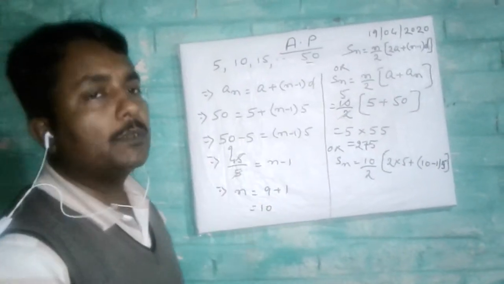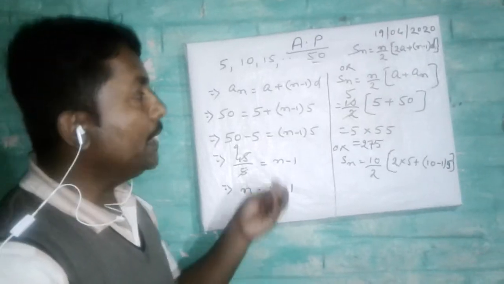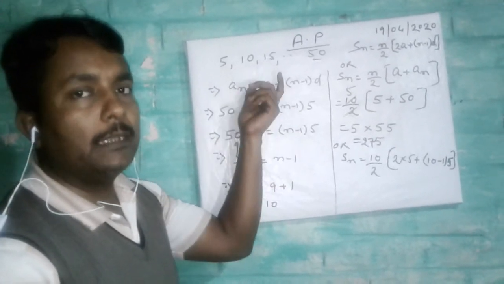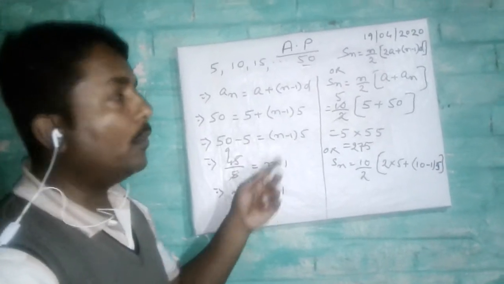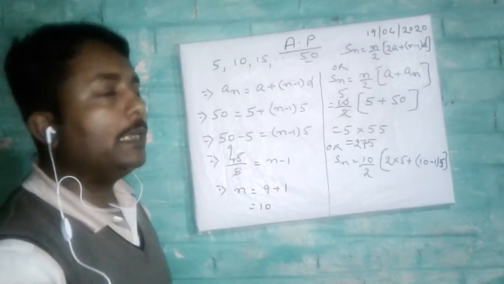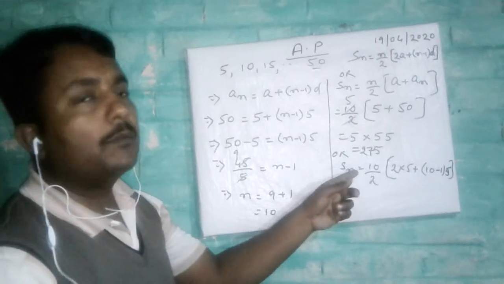So these three types of questions used to come in your examination: either to check whether a particular series is an AP or not, or to find the value of n, or two terms are given and you have to find the value of a and d, or we have to find the sum.